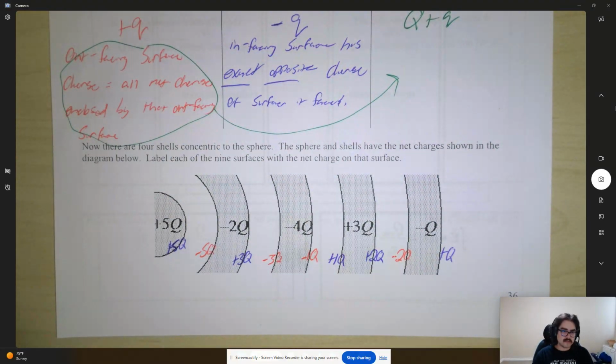See how that kind of works out? It's kind of weird, but that's how concentric shells work out, and nested conductors, really.